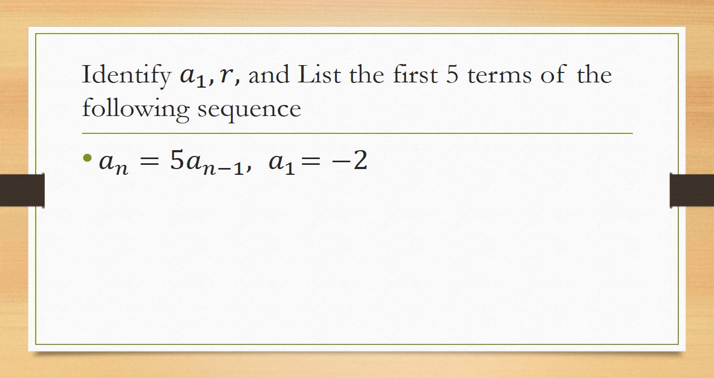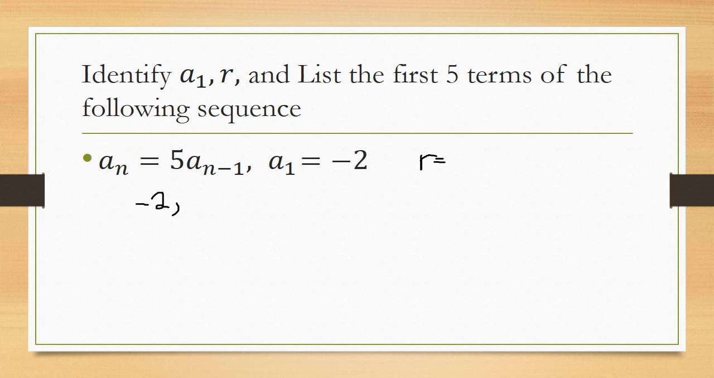Now let's take a look at this example where we have to identify the first term, the common ratio, and list the first 5 terms of the following recursive sequence. As you can see, we have a sub n equals 5 times a sub n minus 1, and the first term is negative 2. In this sequence, we already have the first term, which is negative 2. And following the recursive formula for geometric sequences, we know that r is equal to 5.